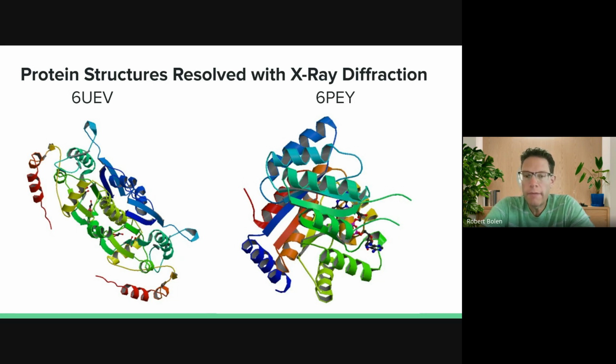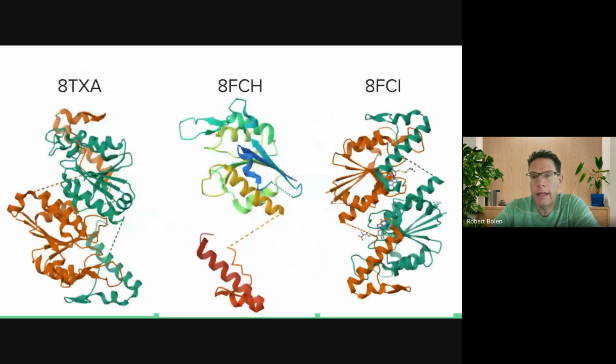So these were crystals that were generated by students. They were harvested by students. The data was collected by students, and the structures that you see here on the screen were resolved by students. And so these are now in the protein data bank. And these three here are the most recent ones. 8TXA, the one on the left, was actually deposited a year ago in August. And 8FCH and 8FCI were deposited earlier in 2022.